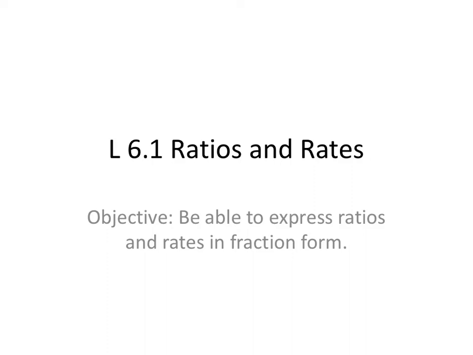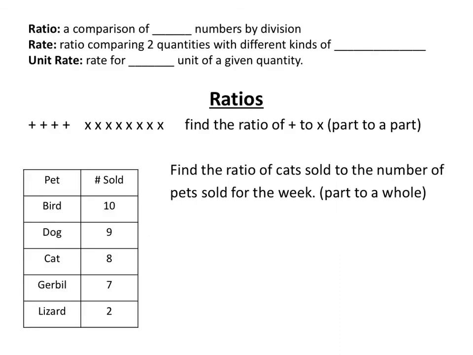Hi 6th graders, today we're going to be looking at ratios and rates. By the end of this lesson you want to be able to express ratios and rates in fraction form. So a ratio is a comparison of two numbers by division. And a rate is a ratio comparing two quantities with different kinds of units. And lastly, a unit rate is the rate for 1 unit of a given quantity.